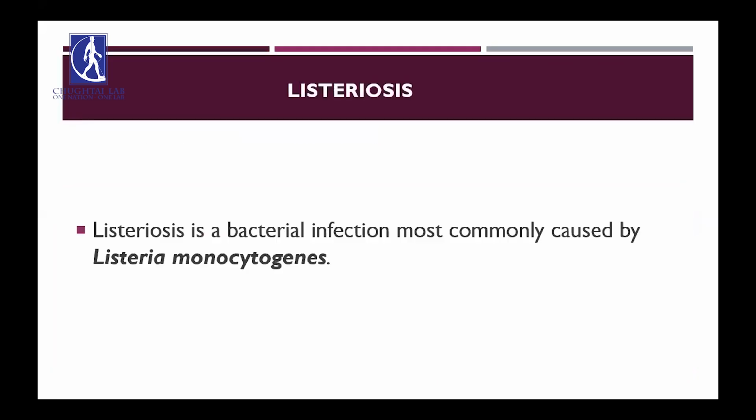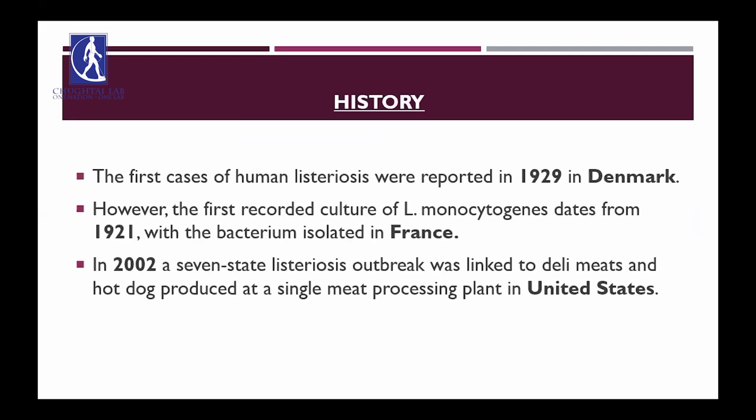Listeriosis is a bacterial infection most commonly caused by Listeria monocytogenes. Coming towards its history, the first cases of human listeriosis were reported in 1929 in Denmark. However, the first recorded culture of Listeria monocytogenes dates from 1921 in France. In 2002, a seven-state outbreak was linked to deli meats and hot dogs processed from the same plant in the United States.